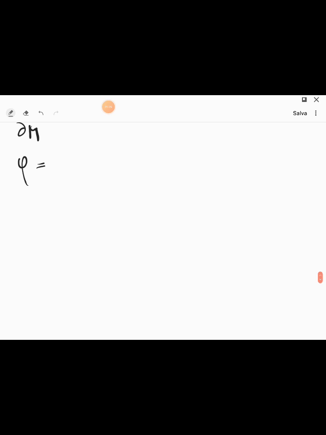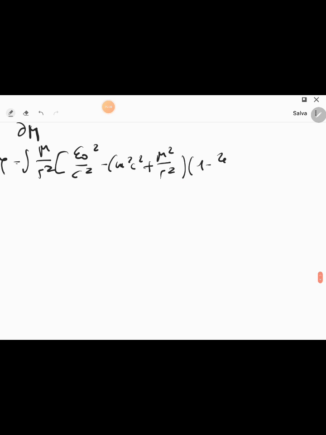of this corp, and it is an integral. Sorry for this terrible integral. Phi is equal to integral of m r square energy zero square c square mc square plus m square r square 1 rgr.